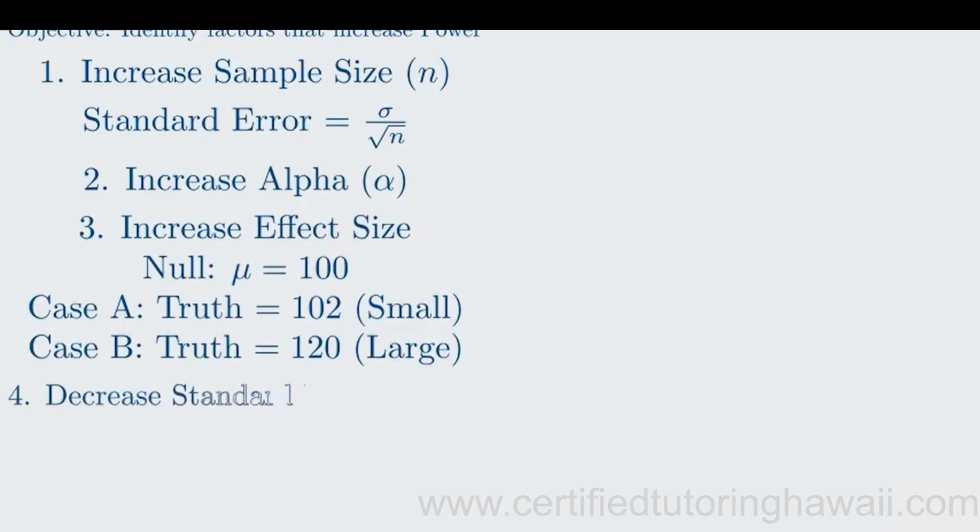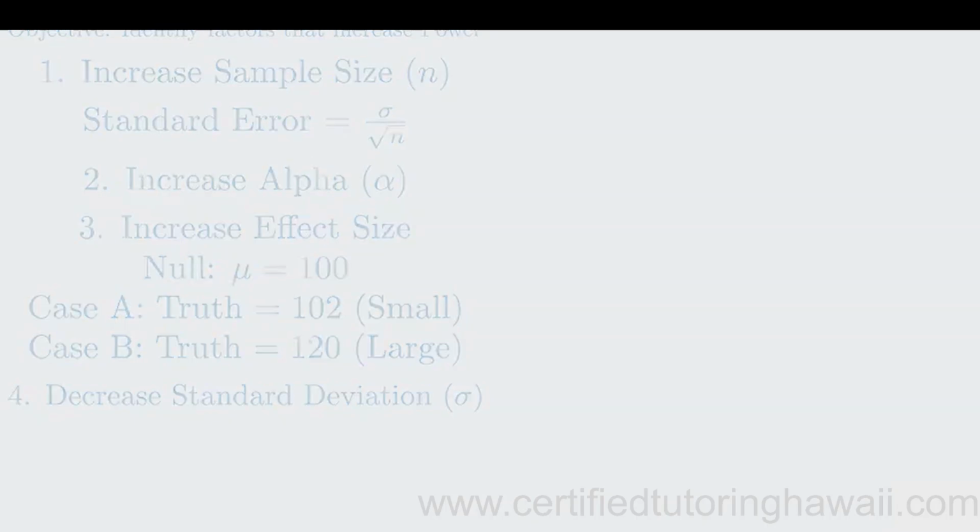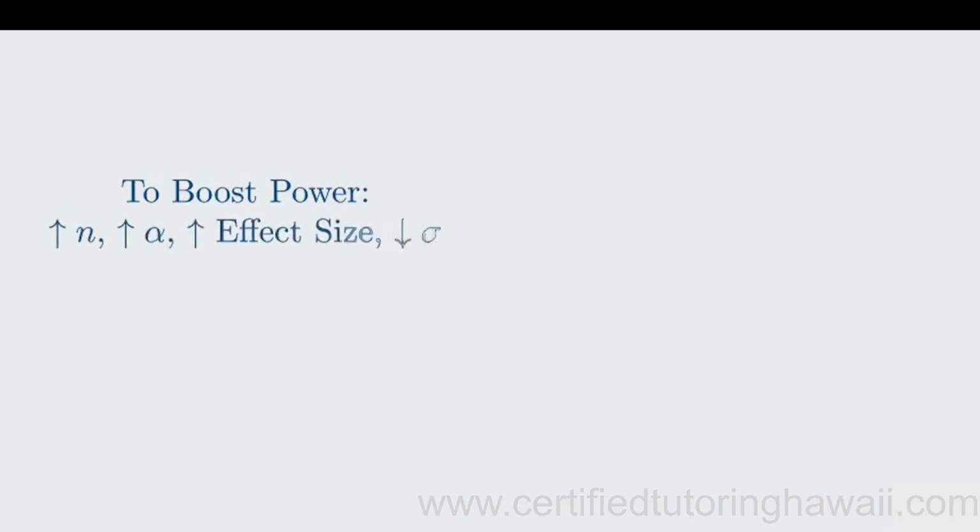If the data itself is less noisy, meaning the population has a smaller standard deviation, it is easier to see the signal. Reducing variability in your measurement process increases power. In summary, to boost your power, get more data, accept a higher alpha, look for bigger differences, or reduce noise.